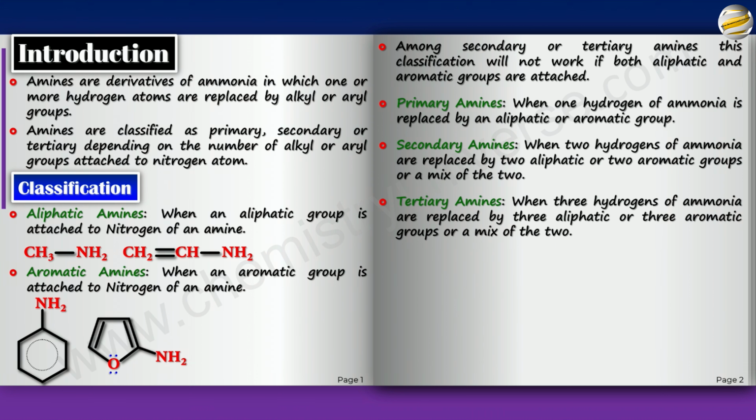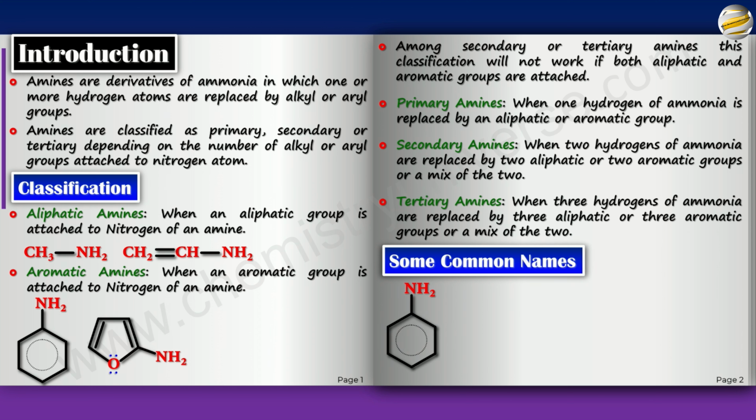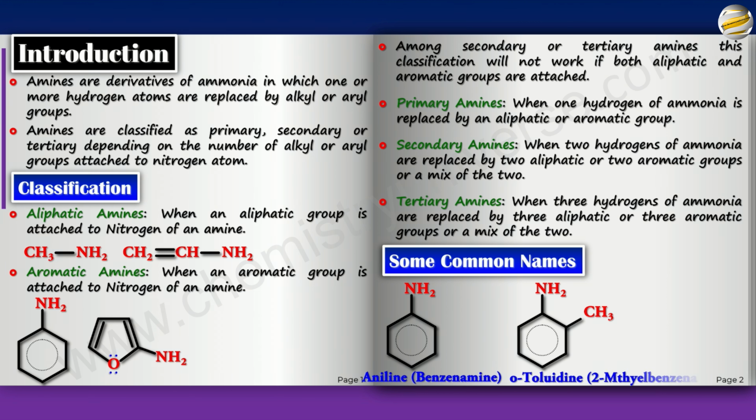Okay, let's get some common names out of the way. These are important common names. You must remember them. For example, the simplest one is benzeneamine, or we can call it aniline. And if you take ortho-methyl aniline, it will be called toluidine. The common name is toluidine, ortho-toluidine, 2-methyl benzeneamine.